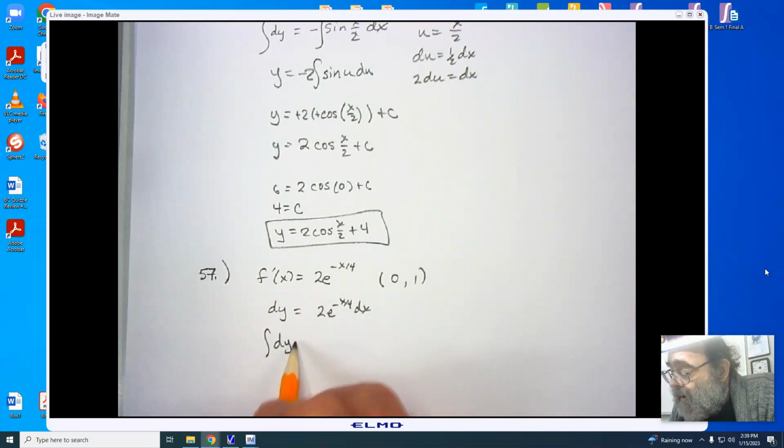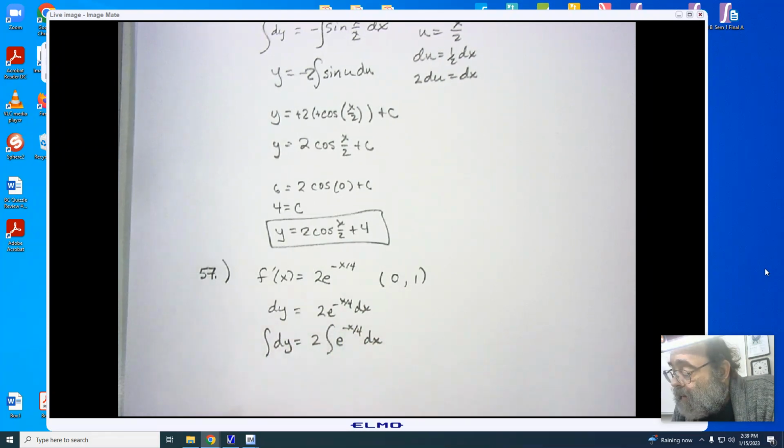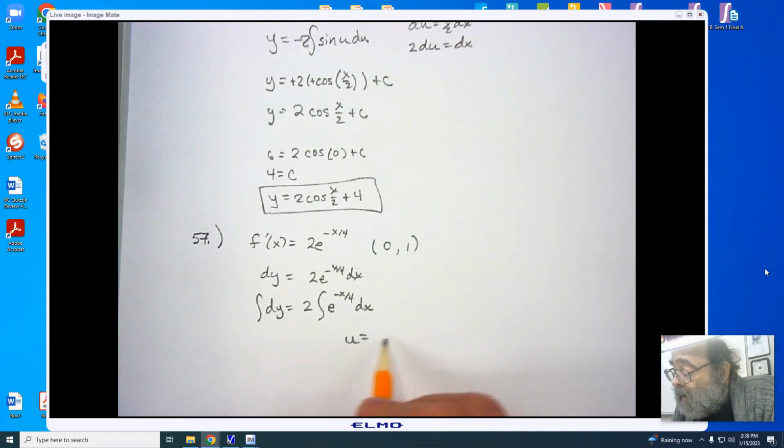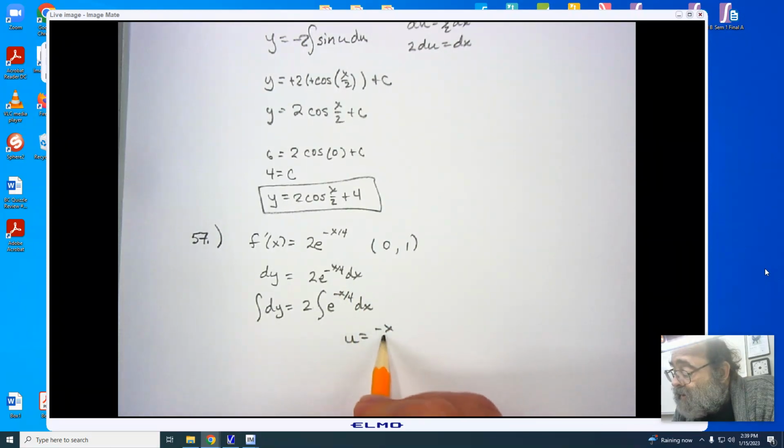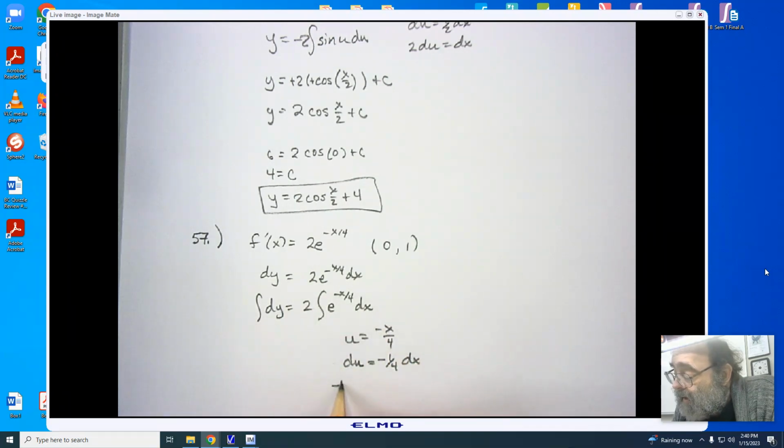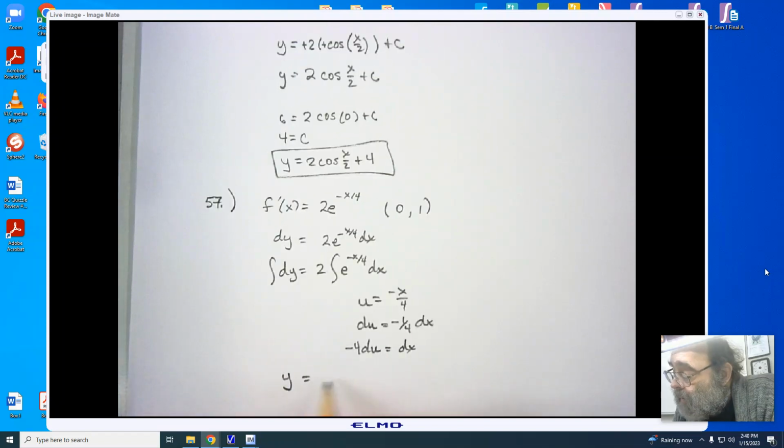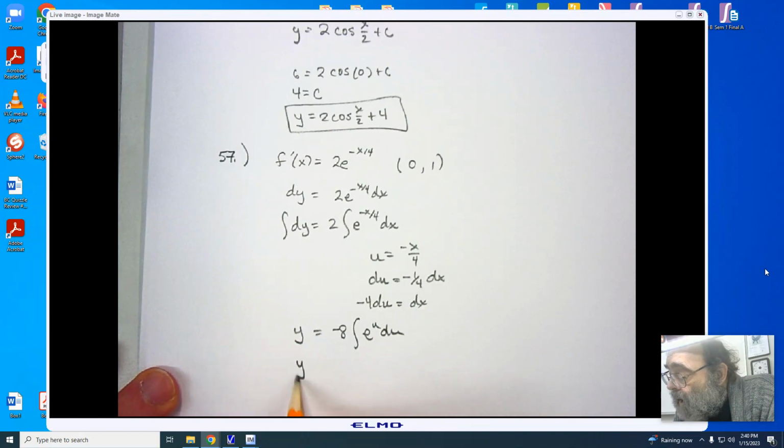You'll notice I'm doing all 3 of my initial steps this time just to make sure that people recognize. And now I'm using my u equaling the power, negative x over 4. du is equal to negative 1/4 dx, and I'm going to move the negative 4 to the other side. I now have my y equaling, this is now giving me negative 8, the integration of e to the u du. I then have y equaling negative 8 e to the negative x over 4 plus c.